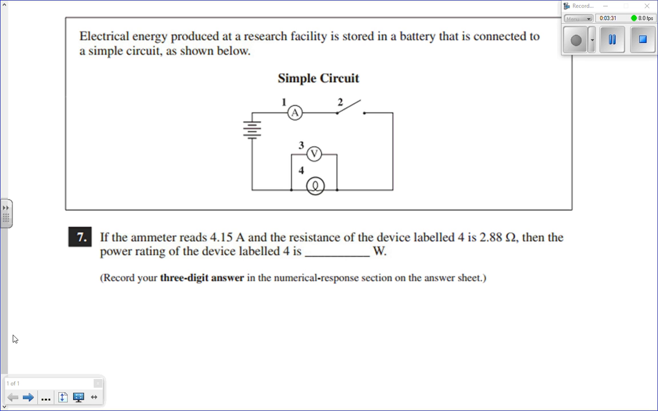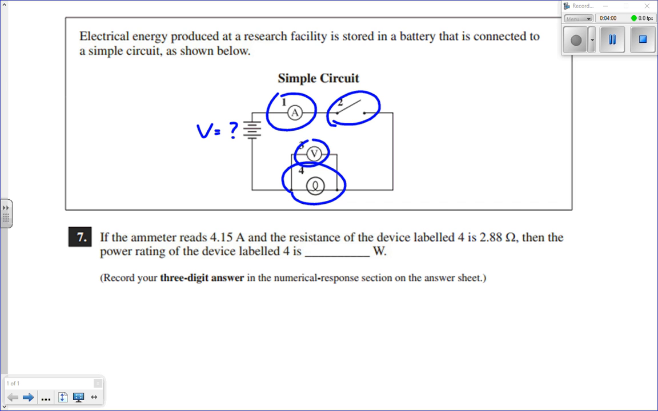All right, so here we have a relatively simple electric circuit. We've got a voltage source, but we're not given the voltage in this particular question. We have an ammeter measuring our current right here, a switch, and a voltmeter measuring the volts. And it looks like a light bulb here, number 4, some sort of electrical device that's being powered by this circuit.